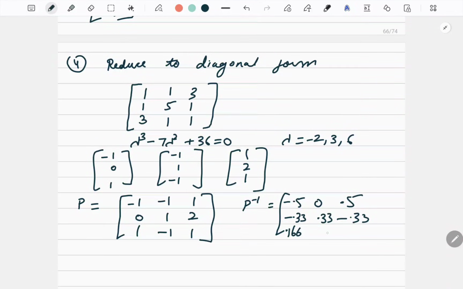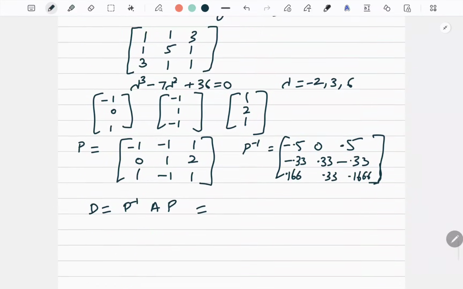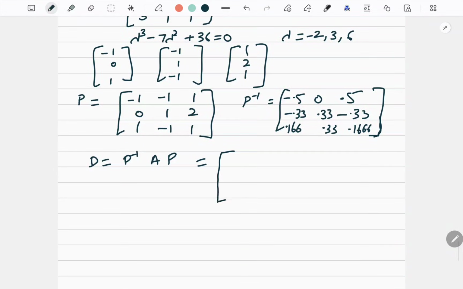0.166, 0.33, 0.166. I will suggest you not to write in decimal like this. In your calculator, when you move the cursor, everything down, decimal thing will be in the fraction. So it's always better to write down it in fraction. So now diagonal is equal to P inverse AP. So when you write this directly, if you are sure about your inverse and P, directly you can write down the answer: minus 2, 3, 6, and 0, 0, 0, 0, 0 and 0.